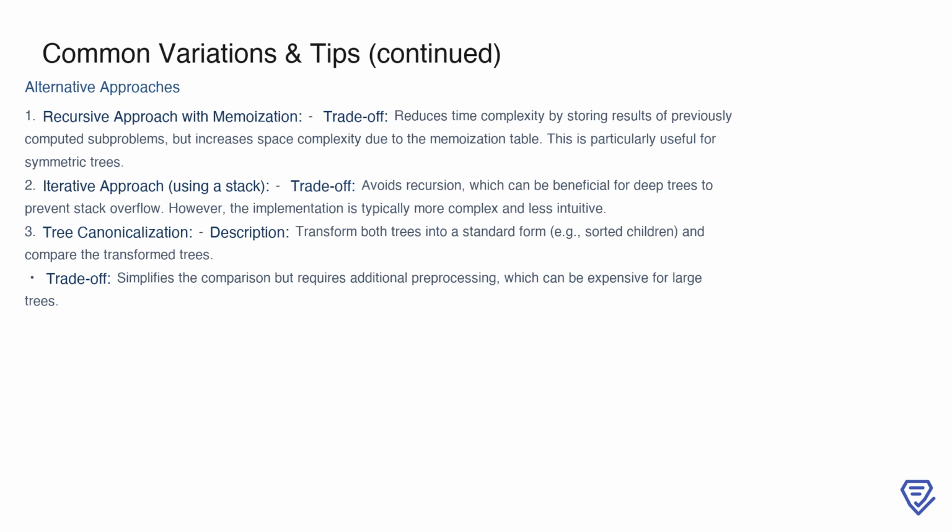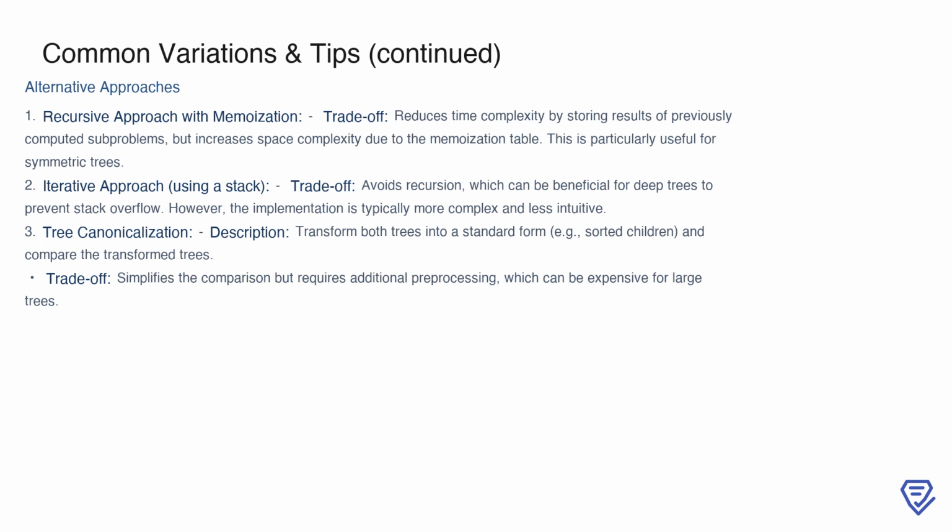There are alternative approaches you can consider for solving this problem, each with its own trade-offs. One option is a recursive approach with memoization. This reduces time complexity by storing results of previously computed subproblems, which is particularly helpful for symmetric trees. However, it comes at the cost of increased space complexity because of the memoization table. Another approach is iterative, using a stack to traverse the trees. This avoids recursion, which can be advantageous for very deep trees where stack overflow might be a concern. However, iterative implementations tend to be more complex and less intuitive compared to recursion.